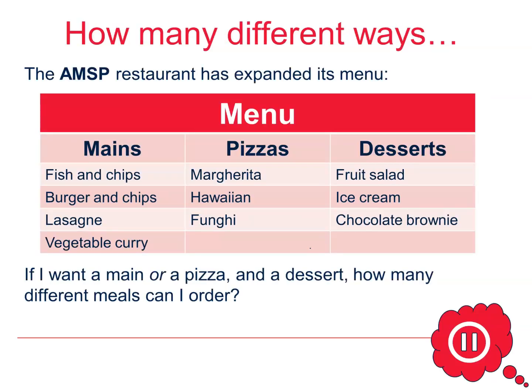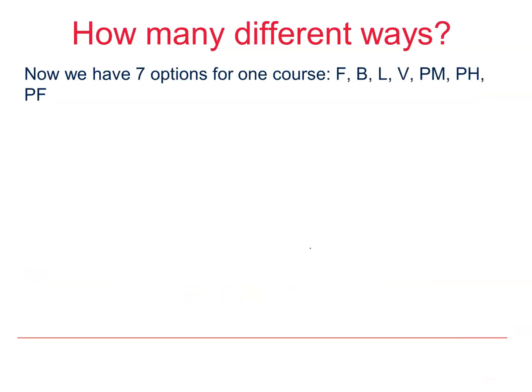OK, here's a slightly bigger menu. There are 2 types of first course, categorised mains and pizzas. Pause the video while you work out how many different meals you can order now. OK, there were 4 mains and 3 pizzas, so that's 4 plus 3, which is 7 options for the first course, and for each of them, 3 options for dessert.